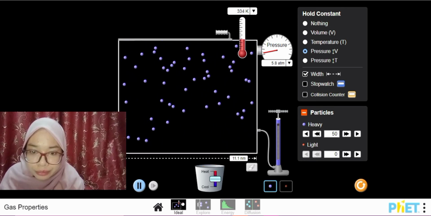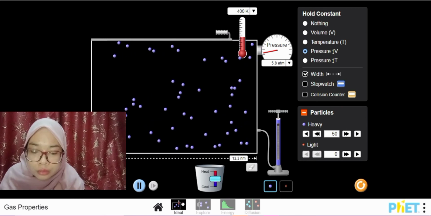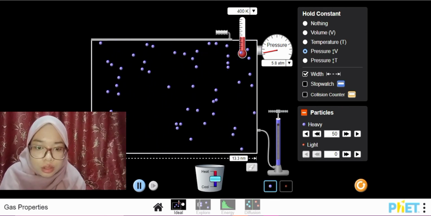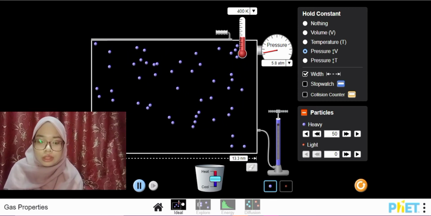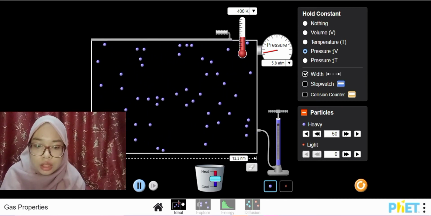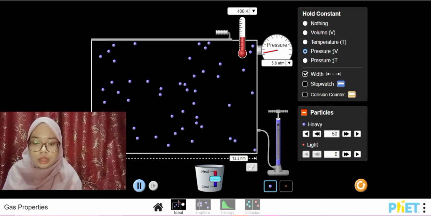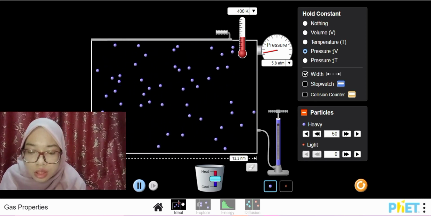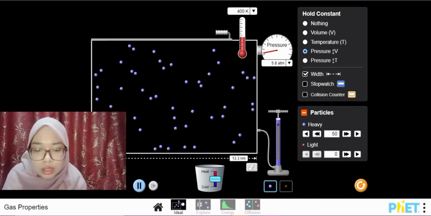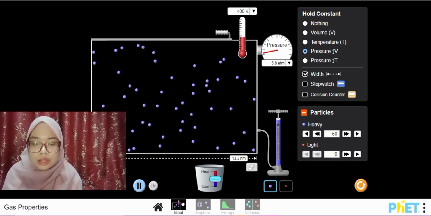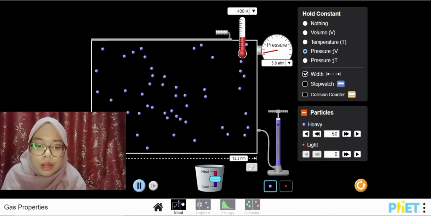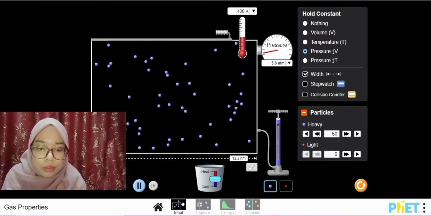After the temperature reaches 400 Kelvin, the weight of the container can be measured. The weight of the container that we get is 13.3 nanometer. The result will be recorded in the table. Lastly, repeat all the steps by using 50 small particles.